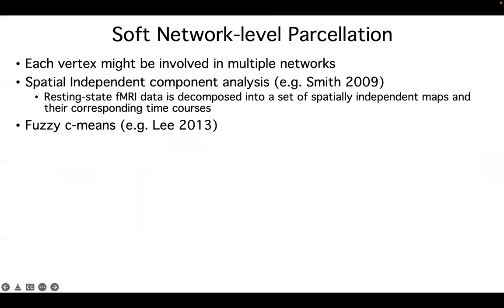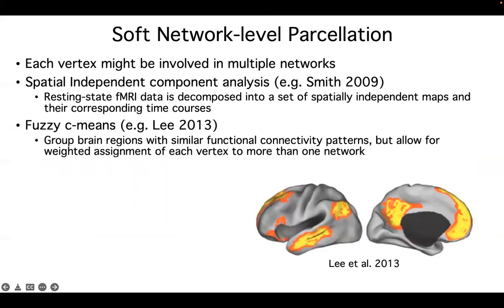Another approach to create a soft network level parcellation is fuzzy C-means. The idea is similar to the mixture model. So we should try to group the brain regions with similar functional connectivity patterns together. However, the fuzzy C-means allows for weighted assignment of each vertex to multiple networks. So for example, this figure shows the default network, and the yellow color indicates brain regions with a strong probability to be grouped into the default network. And the red color indicates a lower probability for this.